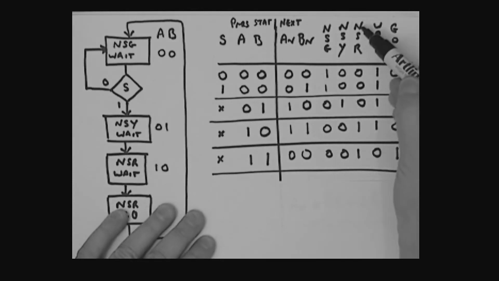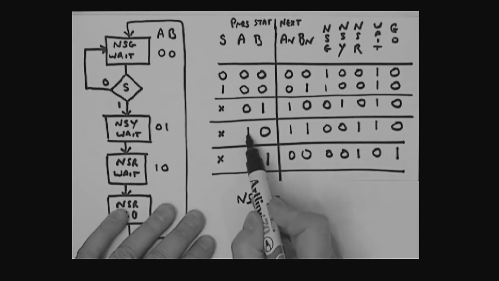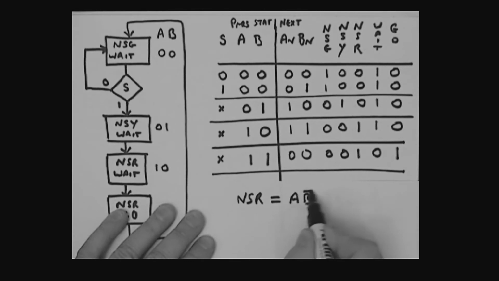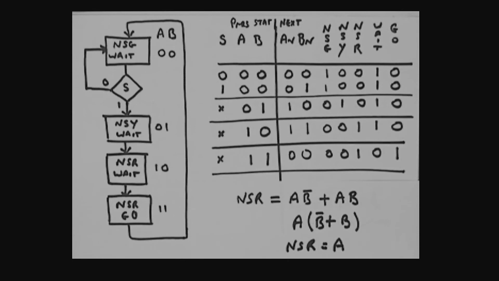Okay, what about north-south red? Here it is. Come down the column. First product term, what do you read off? Let's write that down. North-south red is A, B bar. Come down again. Oh, look, what have you got here? A, B. Can you simplify this? You should be able to. Factor out the A, what are you left with? B bar or B, and that's 1. So north-south red is really just A, isn't it? That's an easy one.